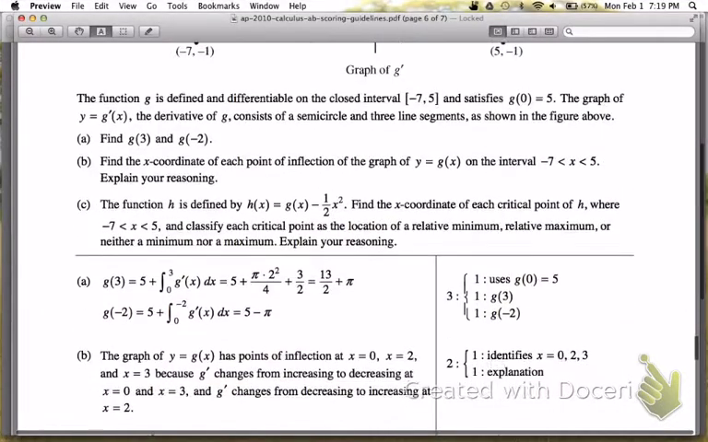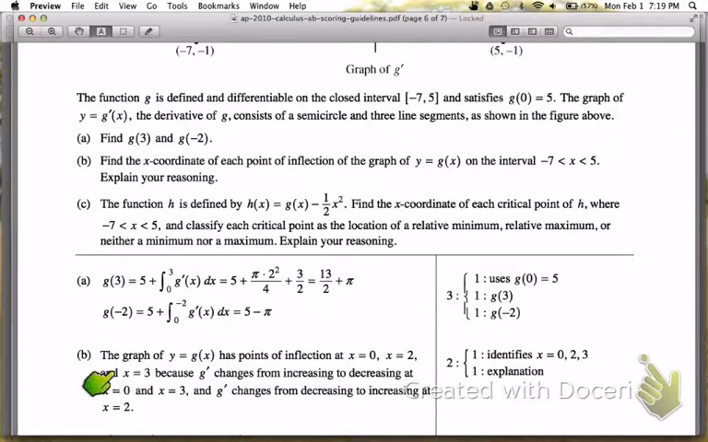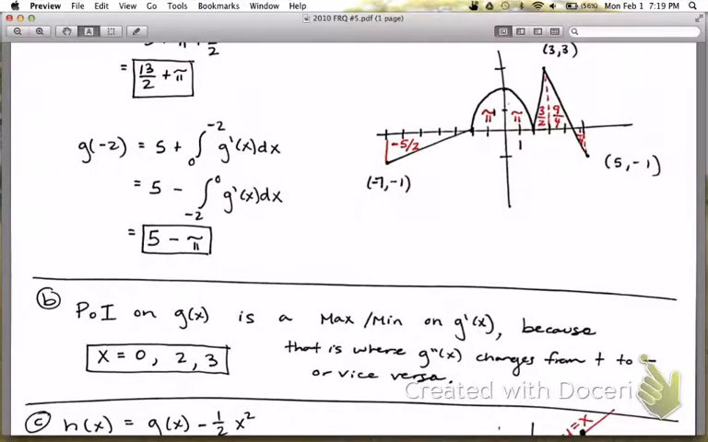If you notice theirs, it says the graph has points of inflection at those values because g prime changes from increasing to decreasing at 0 and 3, and it changes from decreasing to increasing at 2. I don't think it's necessarily imperative that you differentiate between the two. I think it's fine to say it changes from increasing to decreasing as long as you specify which function you're talking about. So notice here they're talking about g prime, and in mine, I said g double prime changes from positive to negative. So just be clear about which graph you're talking about, and you should get the points for that one.